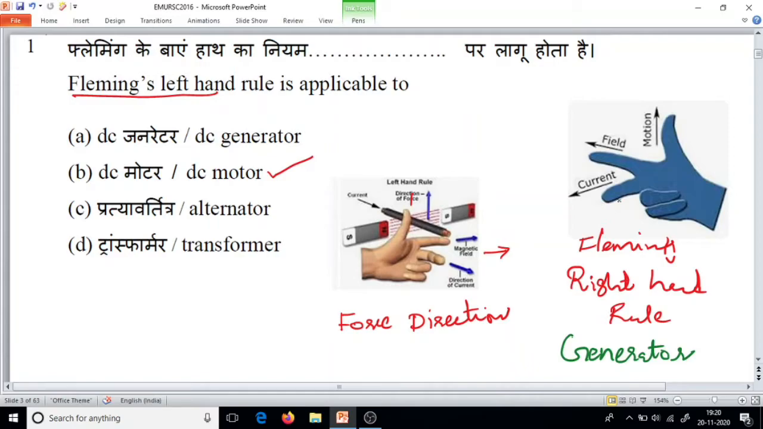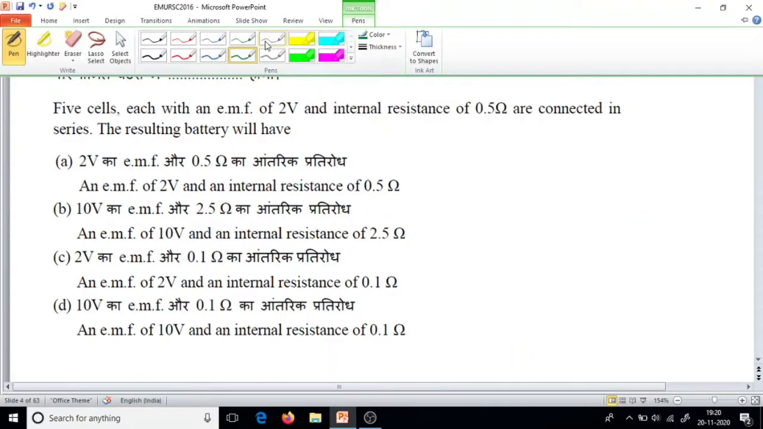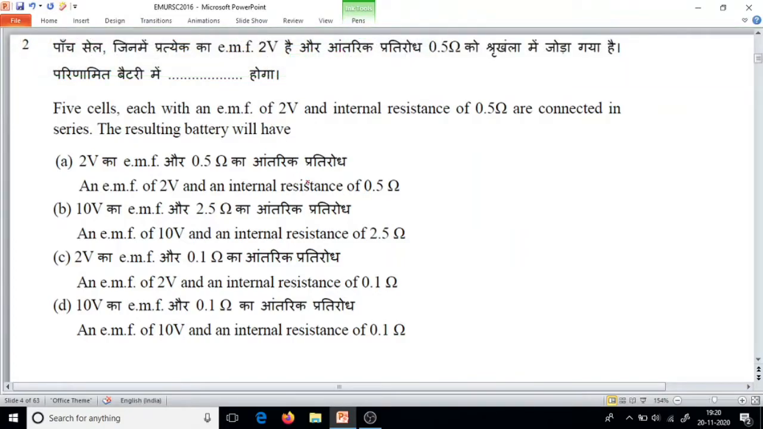So we'll go to the second question. Five cells each with an EMF of 2 volt and inner resistance of 0.5 ohm are connected in series. The resulting battery will have... That means there are 5 cells.